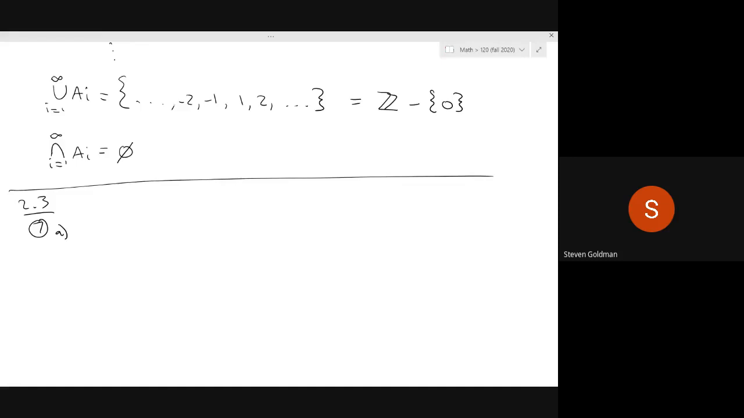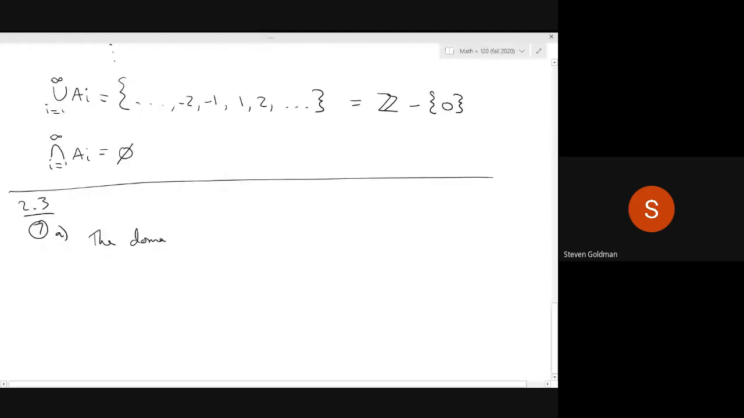Okay, so a pair of positive integers would be a set of two integers. So it takes in two integers. So the domain would be the set of pairs of integers, and the range would just be a set of integers. The domain would consist of pairs of integers, and the range would just be the set of integers.